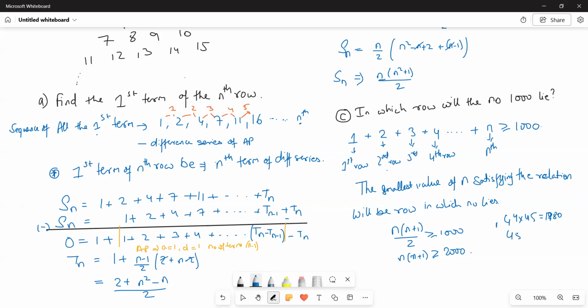44 into 45 is 1980. And 45 into 46 is 2070. So when will n into n plus 1, what will be the smallest n for which this exceeds 2000? 45. Okay. The smallest n which satisfies the inequality is 45. Therefore, 1000 will lie in the 45th row.